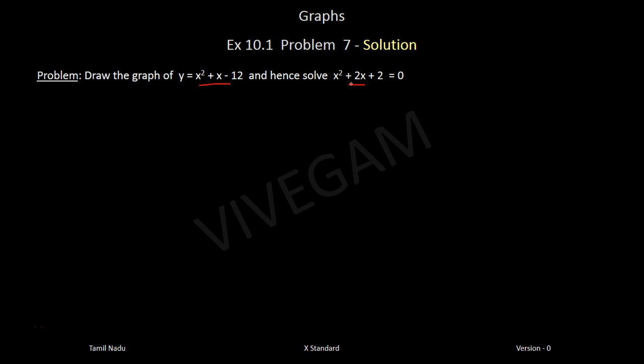You just write y equal to x square plus 2x plus 2 and draw the graph of that equation. You will get a curve or a parabola which will intersect at 2 points on the x-axis, and the x value of those intersecting points is the solution. But they have given us a graph. They say there is a graph. You have to use this to solve this.